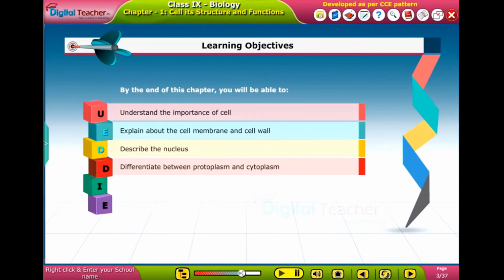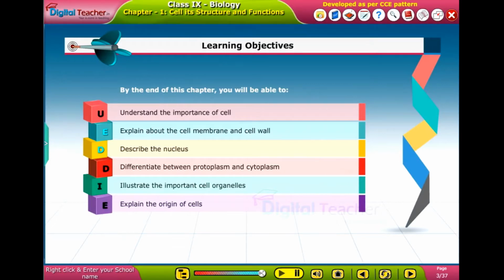differentiate between protoplasm and cytoplasm, illustrate the important cell organelles, and explain the origin of cells.